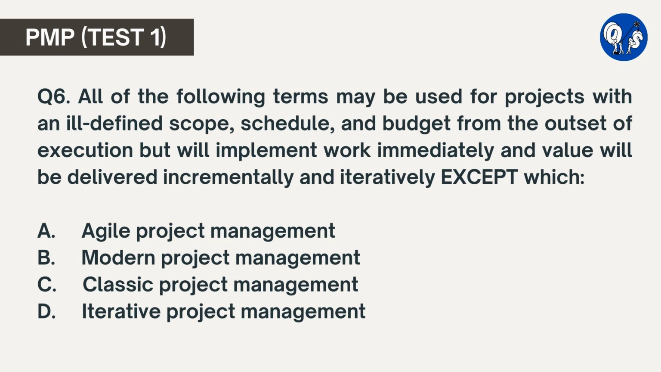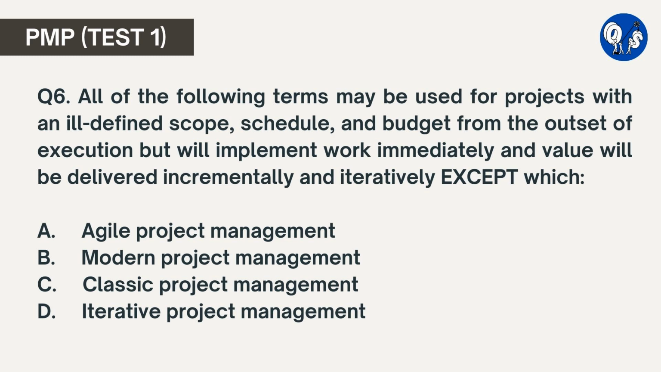Question number 6. All of the following terms may be used for projects with an ill-defined scope, schedule and budget from the outset of execution, but will implement work immediately and value will be delivered incrementally and iteratively, except which: A. Agile project management, B. Modern project management, C. Classic project management, D. Iterative project management. The correct answer is C.